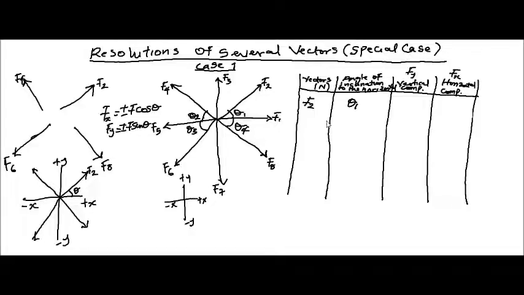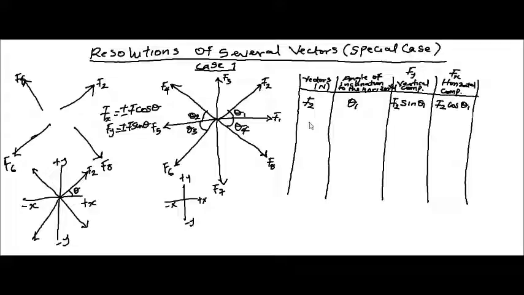So now how are we going to write it? Because f2 is representing a vector, and it's on positive y in this case, it will be f2 sine theta 1. Because it's also positive on x, it will be f2 cos theta 1. Now that one is done.